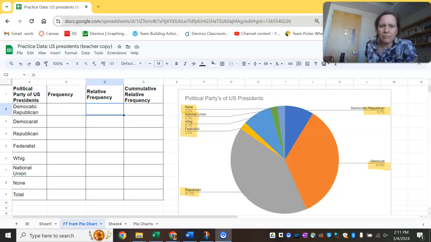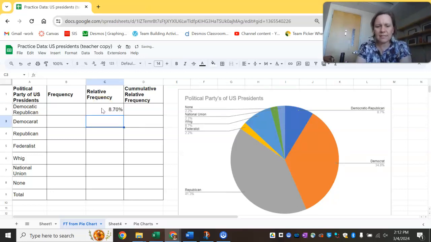So, relative frequency then, we got our 8. Erase that. I'm going to exit out of the drawing so that I can go back to typing. So this would be 8.7%. And then Democrats is that 34.8%. And then Republican was 41.3%.